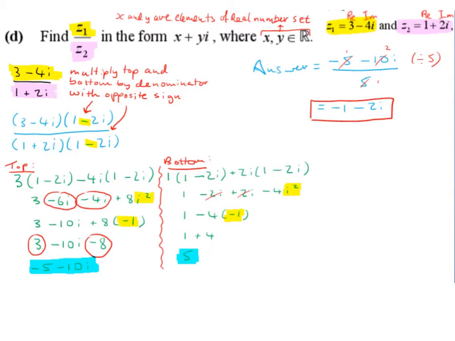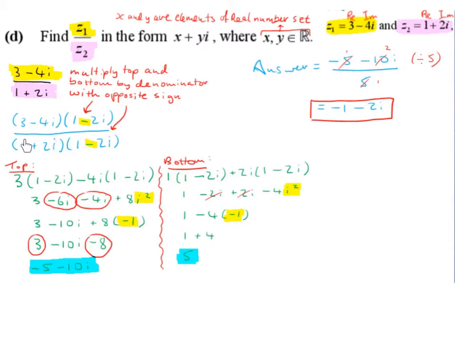And bring down the 3. Minus 6i minus 4i is minus 10i. And that i squared becomes minus 1 with brackets around it. 8 multiplied by minus 1 is minus 8. 3 minus 8 is minus 5. And minus 10i stays as minus 10i. So just make sure that you always have the real part first. So you get minus 5 minus 10i for a numerator. So this multiplied out to become this.